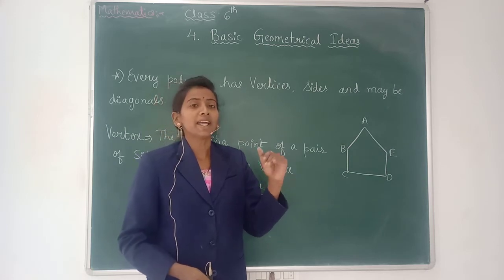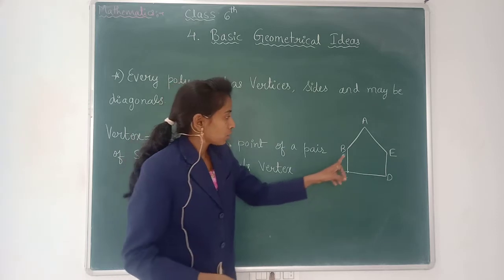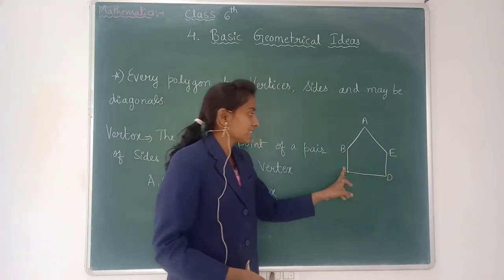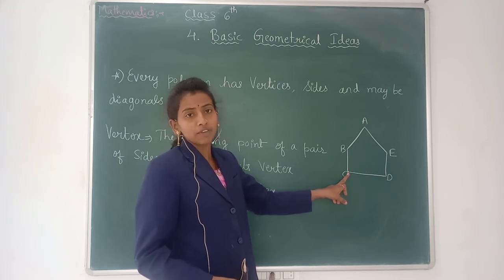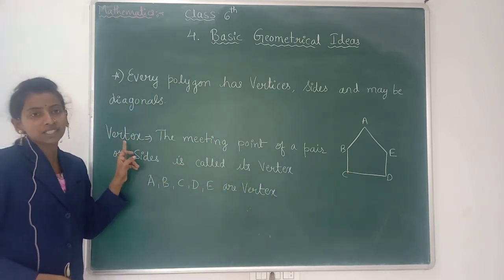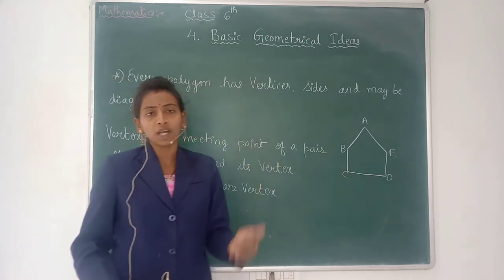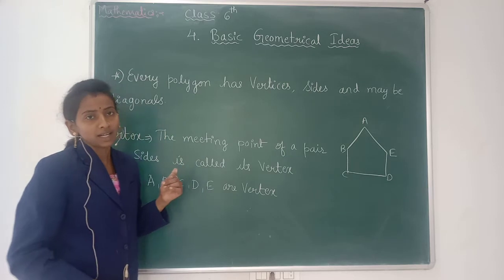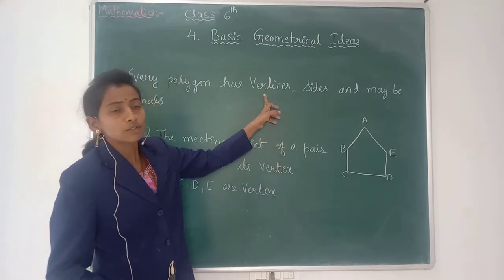When two line segments meet at a point, so here BC and DC meet at a point C, this point C we are calling a vertex. Vertex is singular. C is only one point. To indicate only one point, we use vertex. To indicate more than one, we call them vertices.